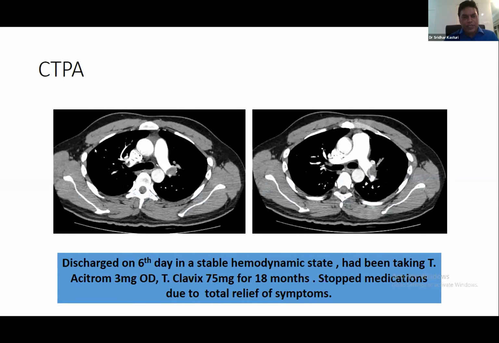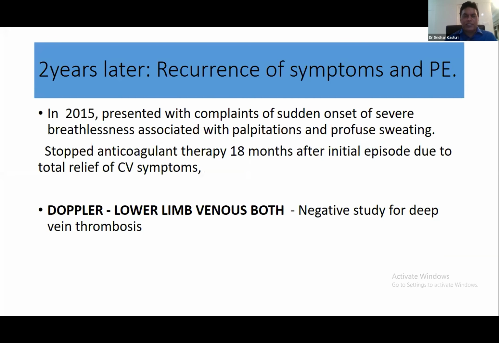So this patient was discharged on the 6th day in a stable condition. This is the clot, you can see very clearly. He had been taking 3 milligrams acitrom and Clavix for 18 months, and he improved very significantly. Sometimes at the time of discharge you may have some clot, but over a period of 2-3 months, if you repeat the CT, most of the time these clots will dissolve even with oral anticoagulants. So vigilance is always very, very important. Because 18 months later he was feeling very comfortable, with no symptoms, he stopped the medications.